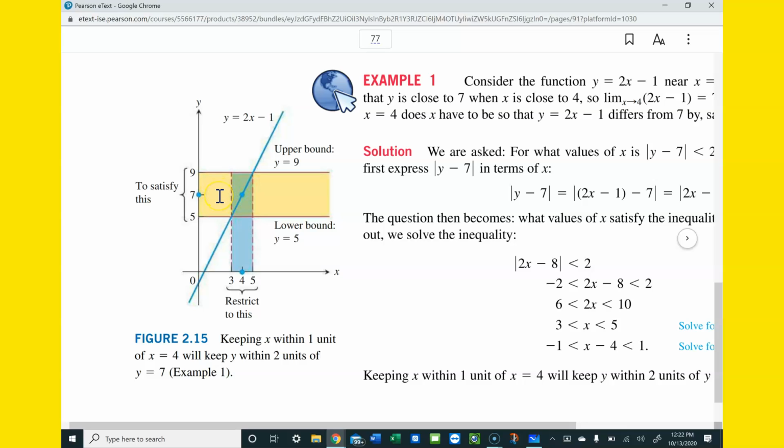And then the skeptic would say, well, that's not enough. We need to be within 1/1,000,000th of a unit of 7. So then the scholar would have to produce delta values near 4 to say, if I'm this close to 4, we are within 1/1,000,000th of 7.